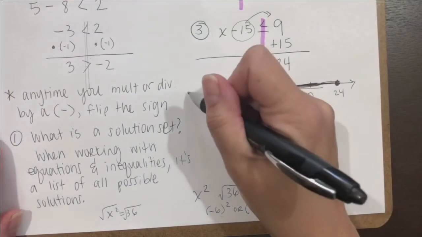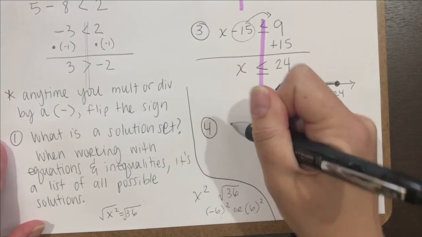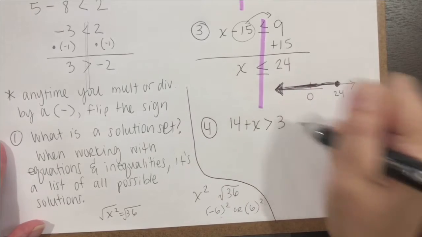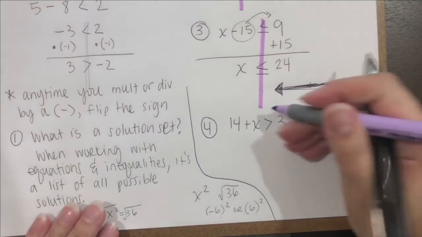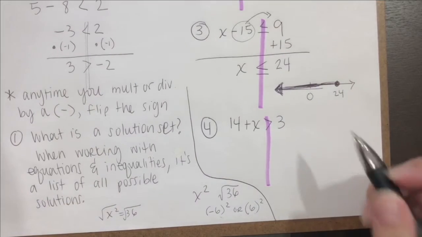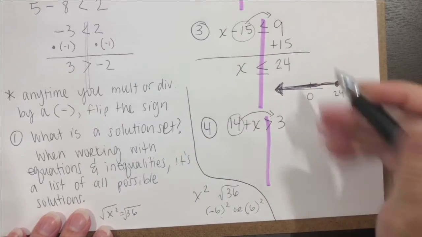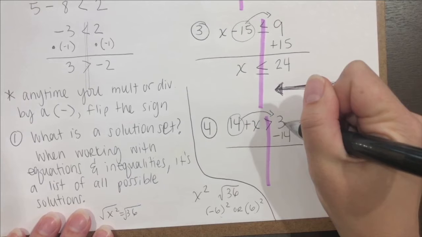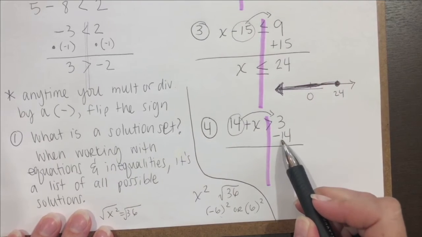I think I can fit number 4 on here. 14 plus x is greater than 3. So I've got my two sides of my equation mat, right? Picture those algebra tiles. And we're going to take the 14 and flip it to the other side, which means now it's negative 14.